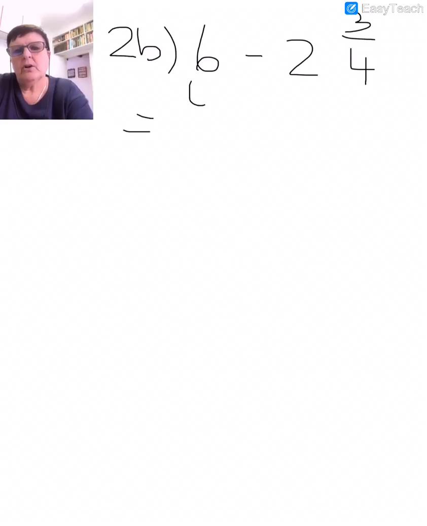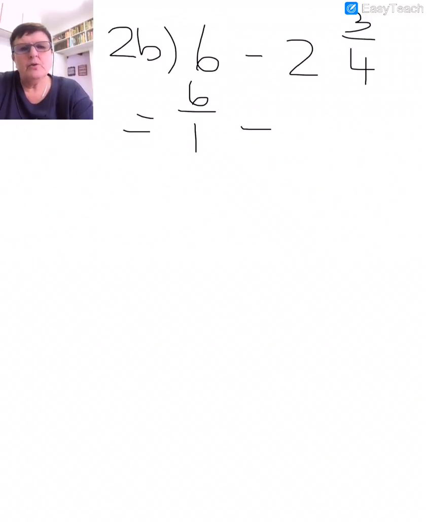Number 2b was 6 minus 2 and 3/4. Remember to write the whole number over 1. Remember 6 divided by 1 is exactly the same as 6. Minus, change this mixed number into an improper fraction. 4 times 2 is 8. 9, 10, 11 over 4.